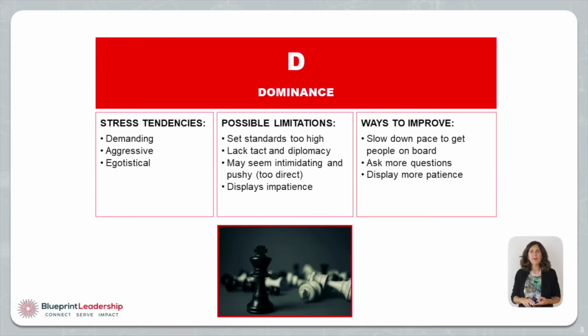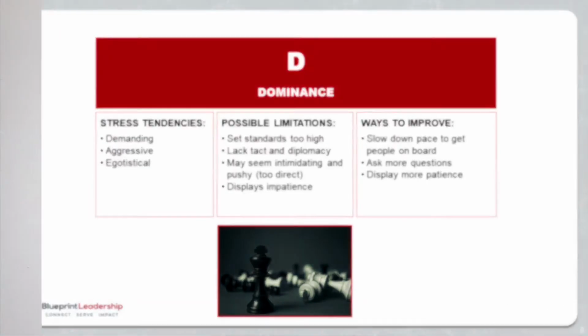First, slow down. Make sure that your team is on board with you and the challenges that you've set before them. Second, ask more questions. Instead of being very directive and telling people what they should and shouldn't do, ask questions to engage people in the journey that you're on. And third, display more patience. You're running at 1,000,000 miles an hour, but make sure that your team is running with you in order for you to be most successful in accomplishing your goals.